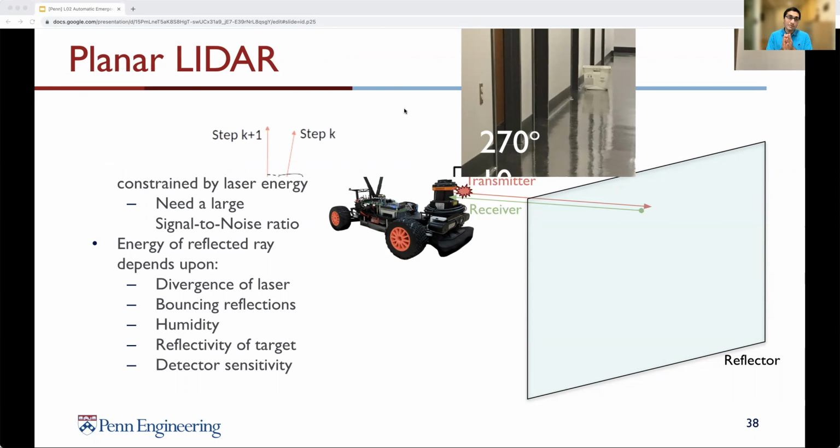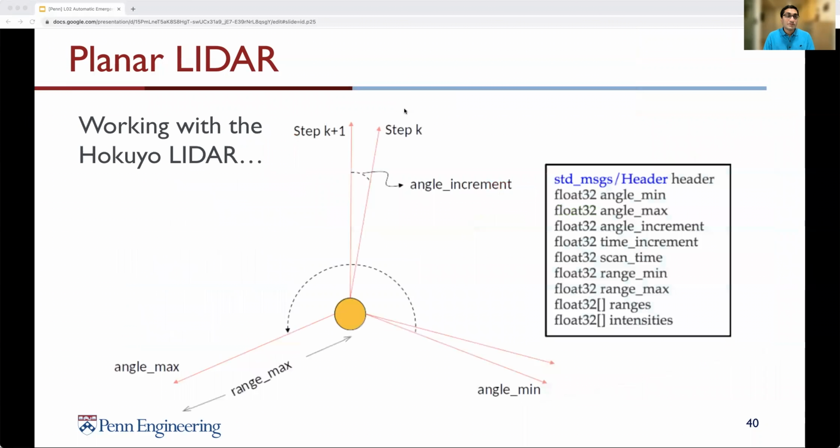So the LiDAR we use basically scans the environment at a rate of 40 Hertz, meaning that it sends out lasers once every 25 milliseconds. Every scan produces 1,080 rays separated by 0.25 degrees. That's the angular resolution, right? So if you add it up, it means that it covers a 270 degree horizontal field of view 40 times a second. So the ROS message structure for LiDAR is pretty straightforward, as you can see on the right-hand side.